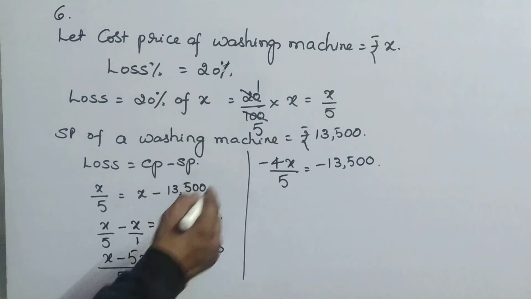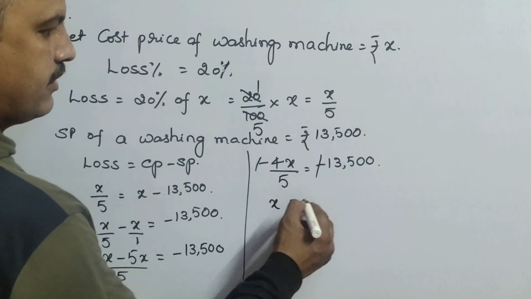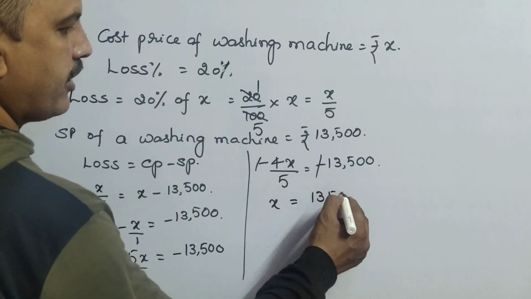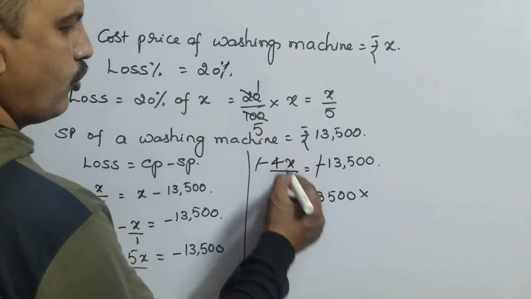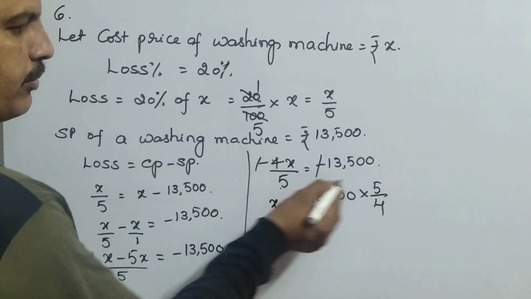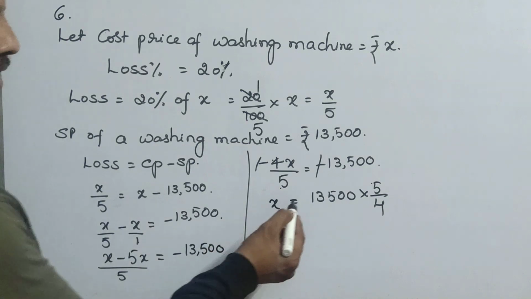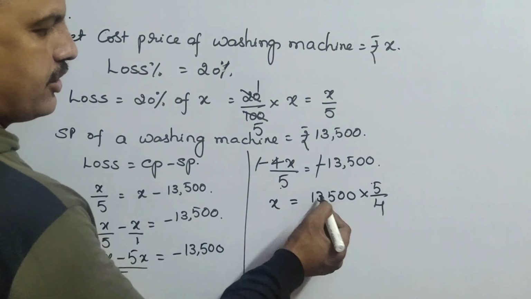Now X equals, this minus gets cancelled, 13,500 into 4 by 5, which will become 5 by 4 because of the reciprocal. Now we'll see in the tables and cancel these.